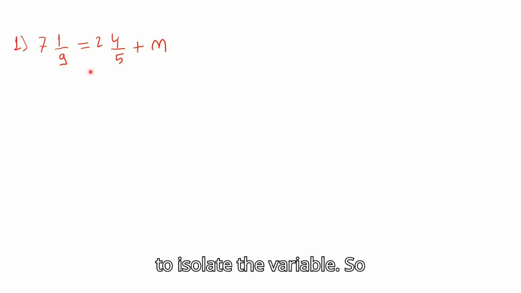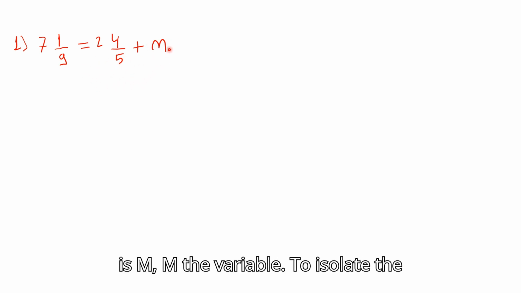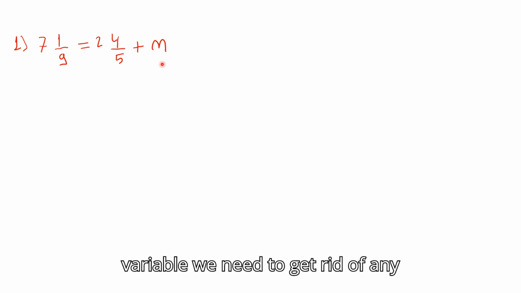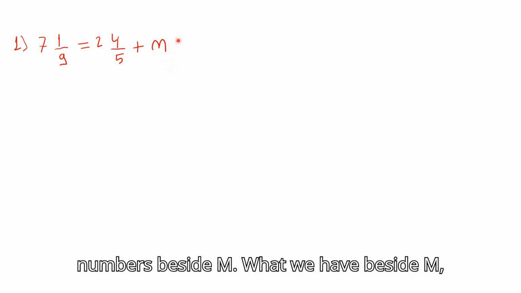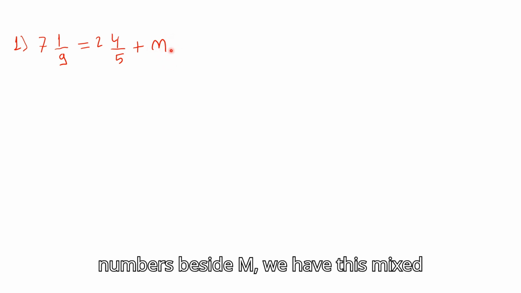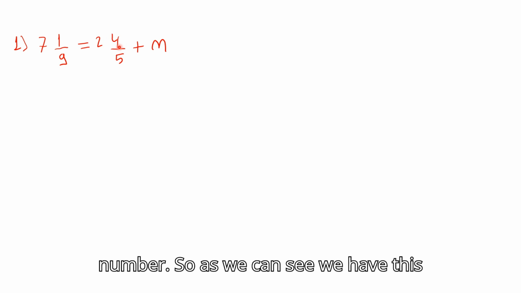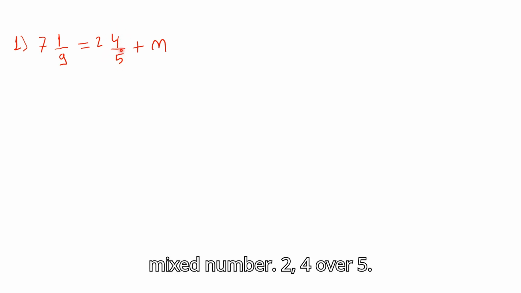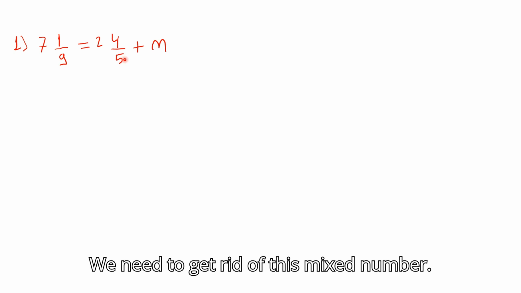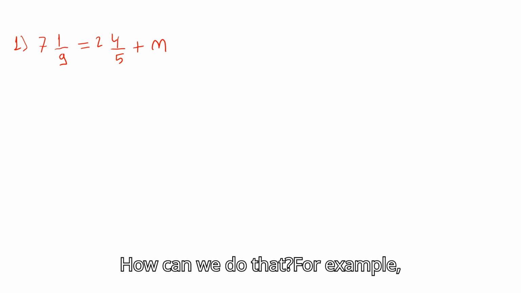In the first equation, to solve it, we need to isolate the variable. So where is the variable here? It is m, the variable. To isolate the variable, we need to get rid of any numbers beside m. What do we have beside m? We have this mixed number, 2 4/5. We need to get rid of this mixed number. How can we do that?